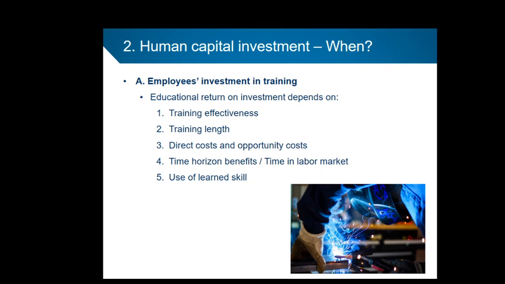Fourth is the time horizon, which also speaks a bit for itself. The longer the time you can enjoy the benefits, the longer as an employee you stay in the labor market and robots stay away from your job, the faster the return on investment. Then fifth, of course, a useful skill. A useful skill is more likely to pay off than a non-useful skill.